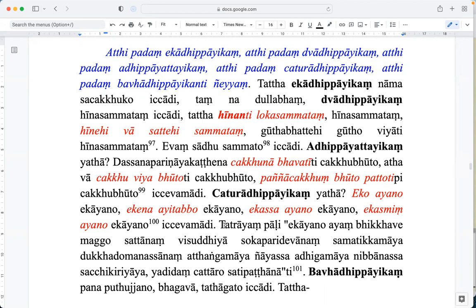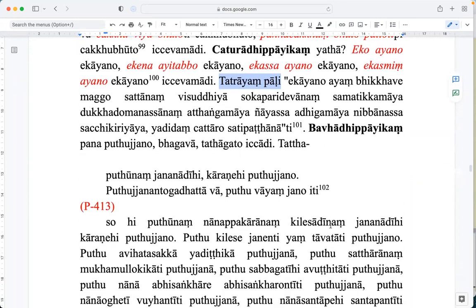And that is the Pāļi here. So what is the Pāļi? Ekayano ayambekwe mego sadana uzodiya soka bridiwana sama dekamaya doka dominasana atengamaya nyayasa adigamaya nibanasa sachikriyaya edidan jadaro Satipatthana. So it is from the Mahasatipatthana Sutta.